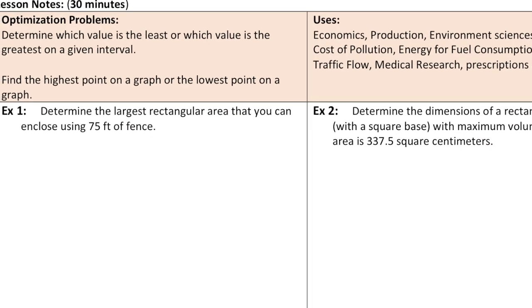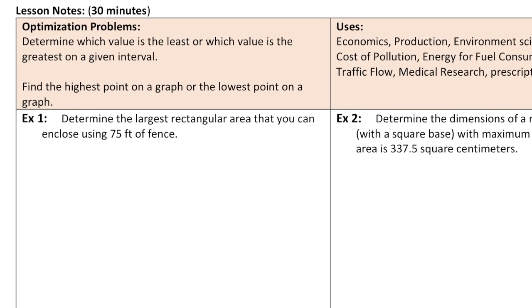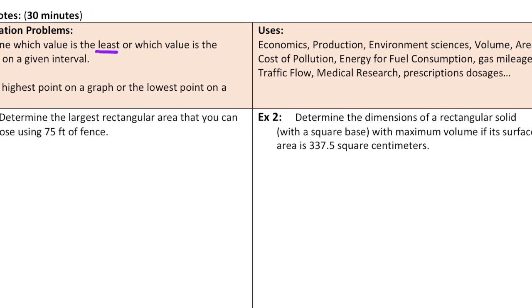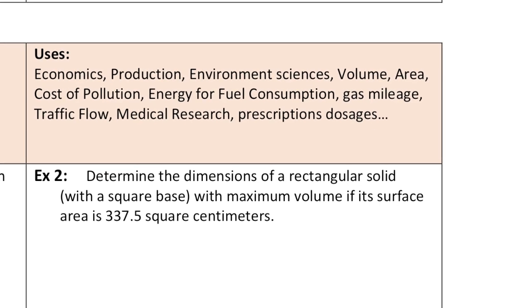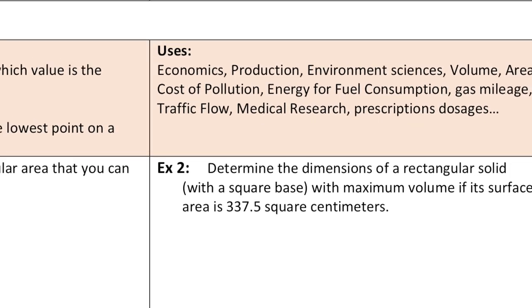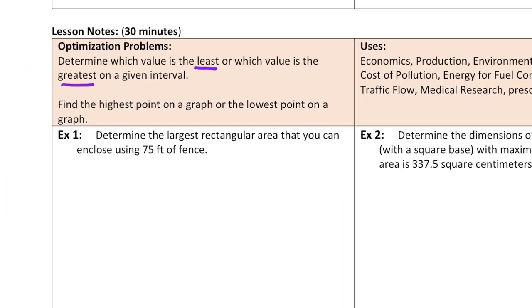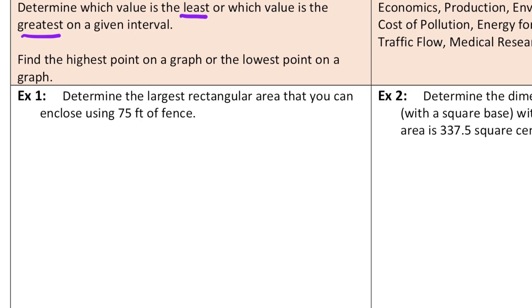So optimization problems are used to find the value that is the least or the value that is greatest on a given interval. It's the highest point on the graph or the lowest point, so absolute extrema. They're used in economics, production, environmental sciences, volume, area, energy costs. There are multiple uses for optimization problems, and that's what makes them so important.